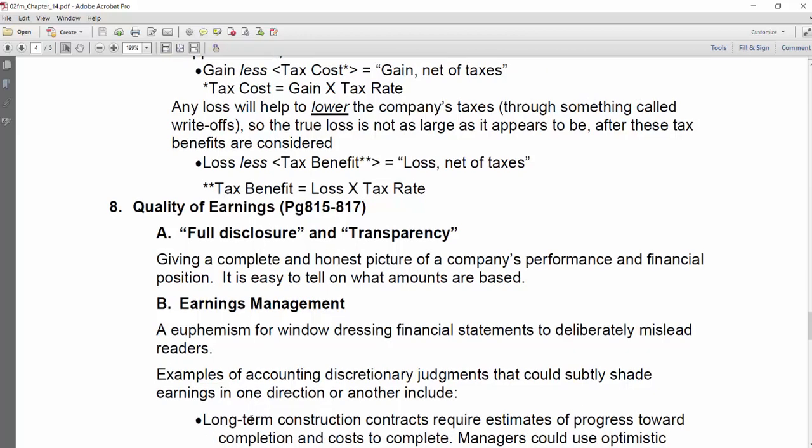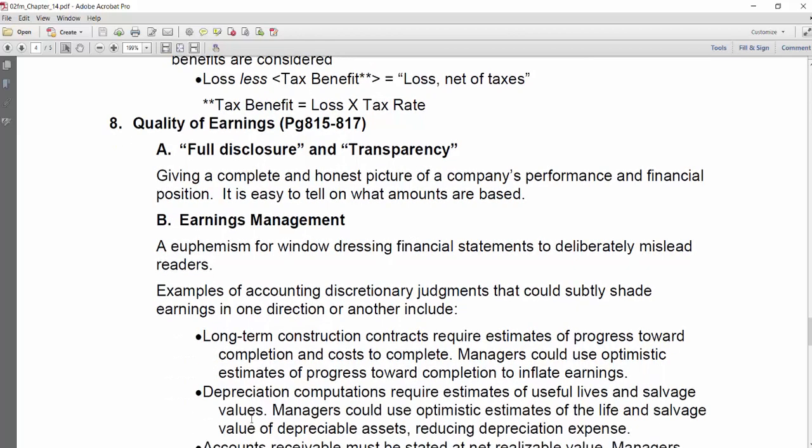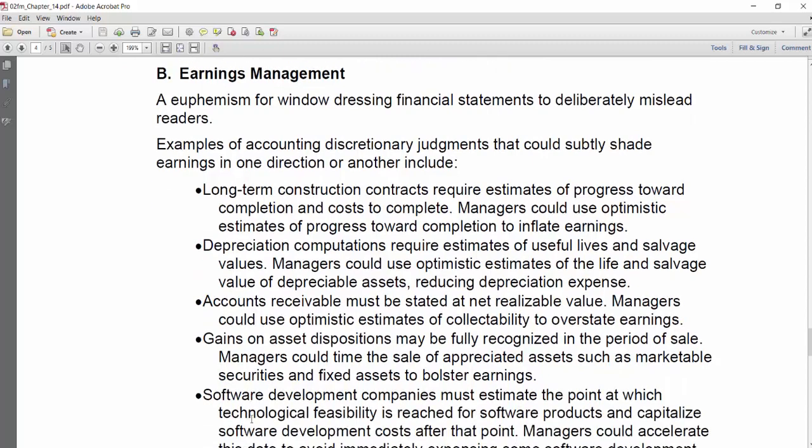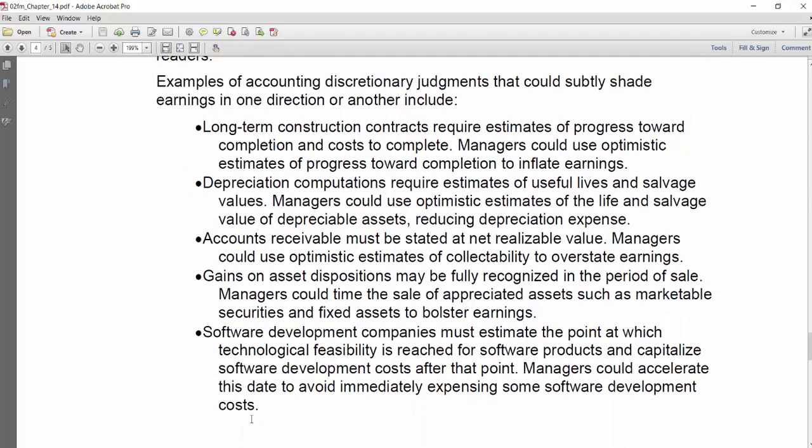Things you could do to do that are numerous. This is just one list of possible things that a company could do. For example, you could say our receivables are highly collectible. We have very little chance of uncollectible accounts. And so they would set their allowance for doubtful accounts at an unrealistically low amount.